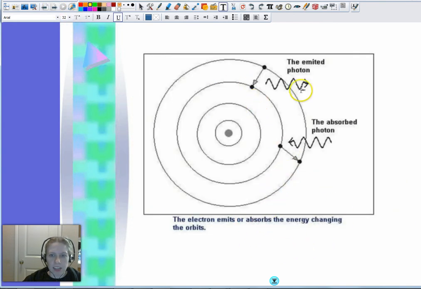It's just another diagram. We talked about this on Tuesday, how if an electron drops energy levels and gets closer to the nucleus, it emits photons, which makes it an exothermic process. It's giving off energy. And if an electron absorbs a photon or absorbs energy, it can be promoted to another energy level, and that would be an endothermic process.